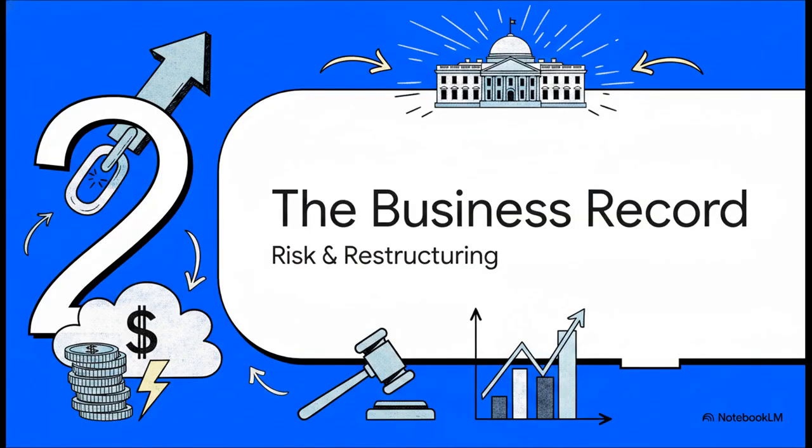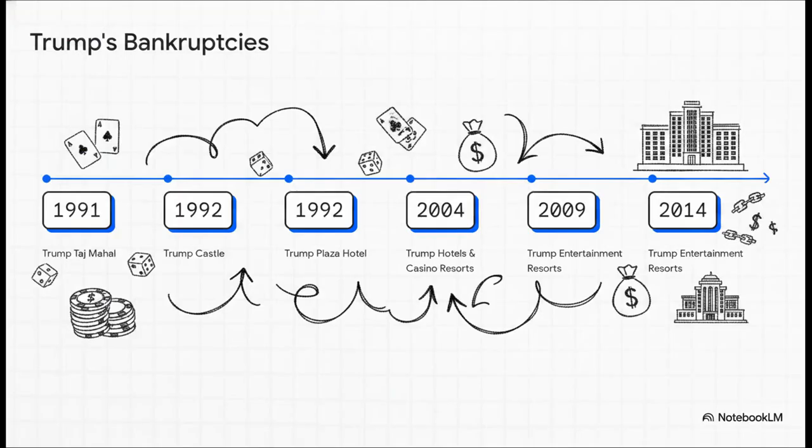All right, Section 2, the business record, focusing on risk, leverage, and restructuring. To understand Trump's governing style, we absolutely need to look at how he operated in the private sector. Okay, take a look at this timeline. Between 1991 and 2014, Trump's corporate entities, mostly his casinos and hotels, filed for Chapter 11 bankruptcy 6 different times. Now, for some context, Chapter 11 is a legal mechanism that basically allowed these heavily indebted businesses to keep the lights on while he renegotiated some massive debts with banks and bondholders.